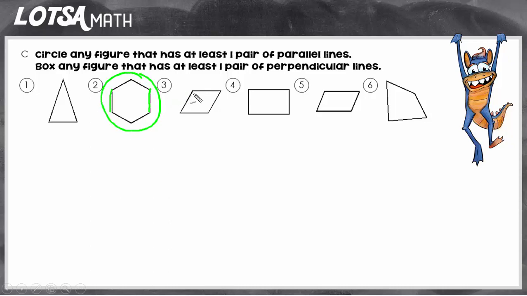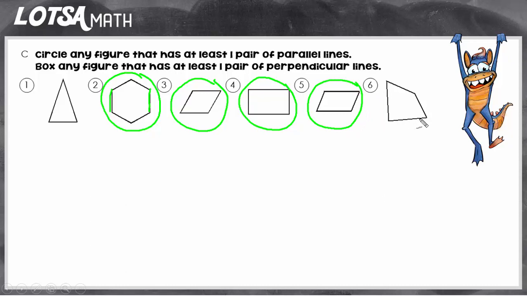On number 3, these lines are diagonal, but they are running parallel to each other, so we're going to circle it. Okay, and on number 4, I see parallel lines. 2 pairs, these ones are parallel and these ones are parallel. On number 5, same thing, these 2 are parallel and these 2, so I'm going to circle it.